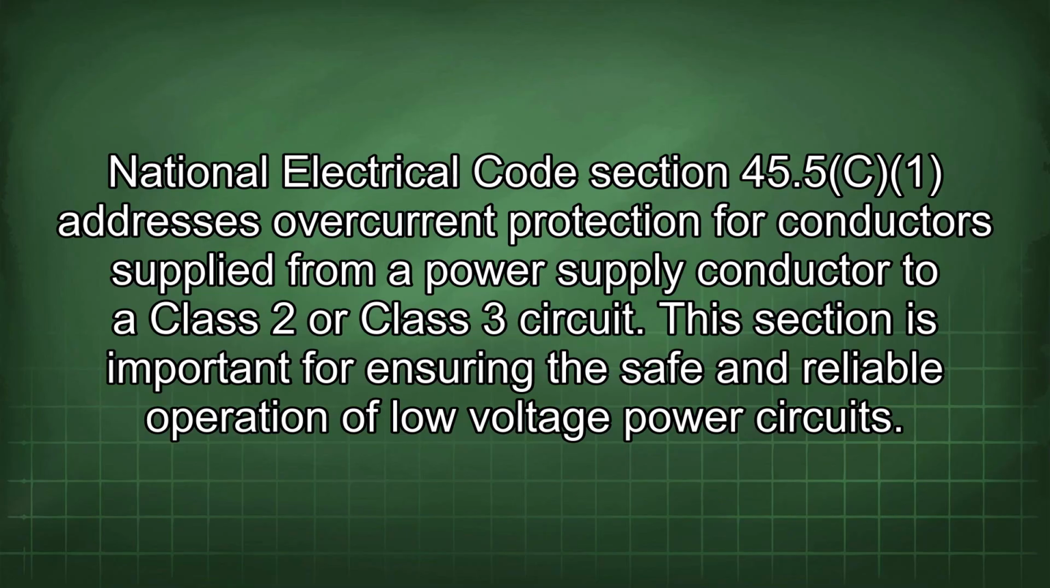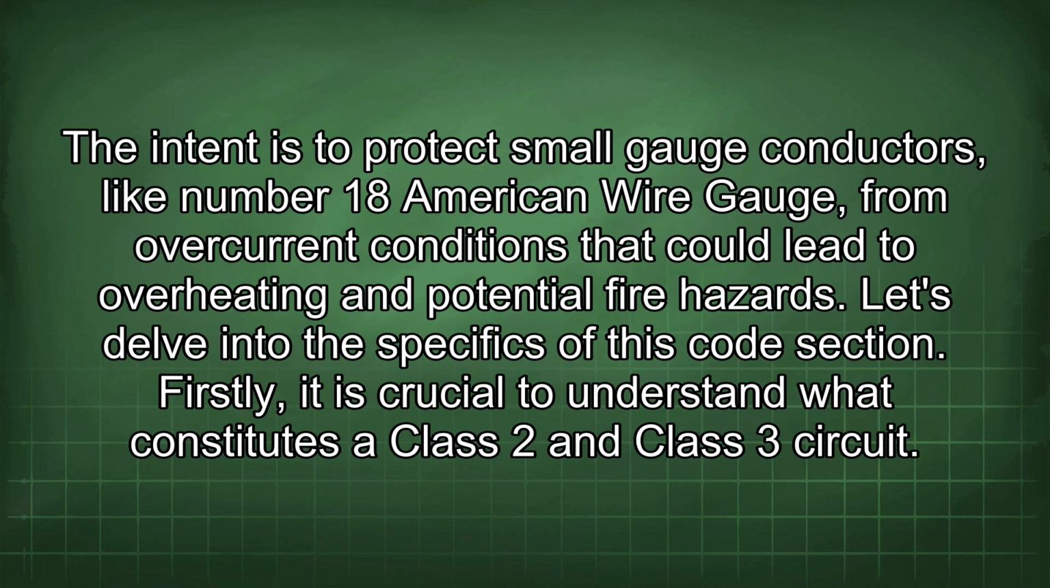National Electrical Code Section 725.45 addresses overcurrent protection for conductors supplied from a power supply conductor to a Class 2 or Class 3 circuit. This section is important for ensuring the safe and reliable operation of low-voltage power circuits. The intent is to protect small-gauge conductors, like number 18 American wire gauge, from overcurrent conditions that could lead to overheating and potential fire hazards.